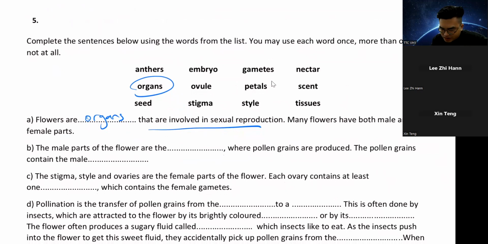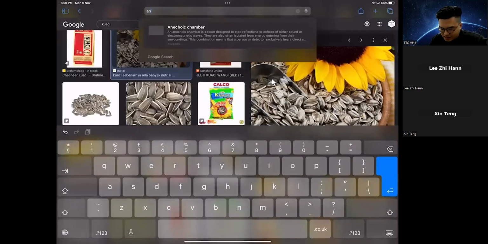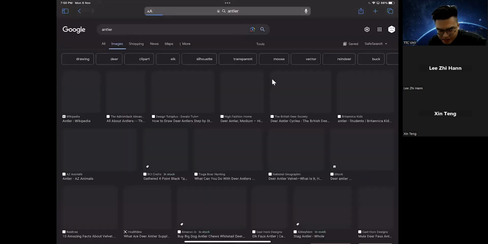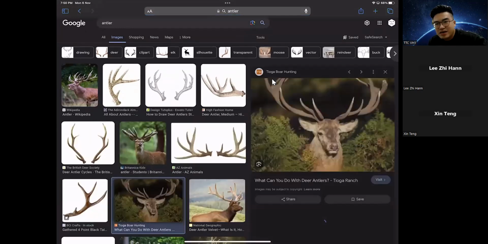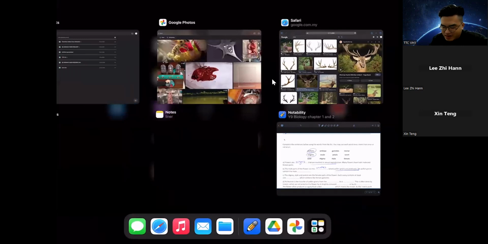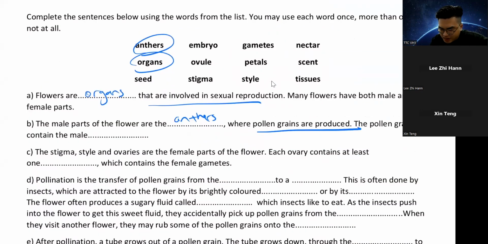Where is it? Oh, okay, where pollen grains are produced. Okay, we call it anthers. Guys, very easy to remember. You know a deer has antler. A deer has antler. So antler is up there. So anther also like up there. You see, anther is up there. So it's very similar.